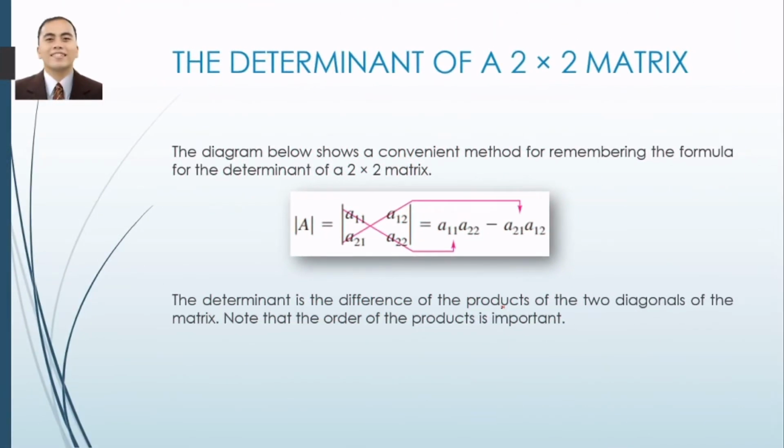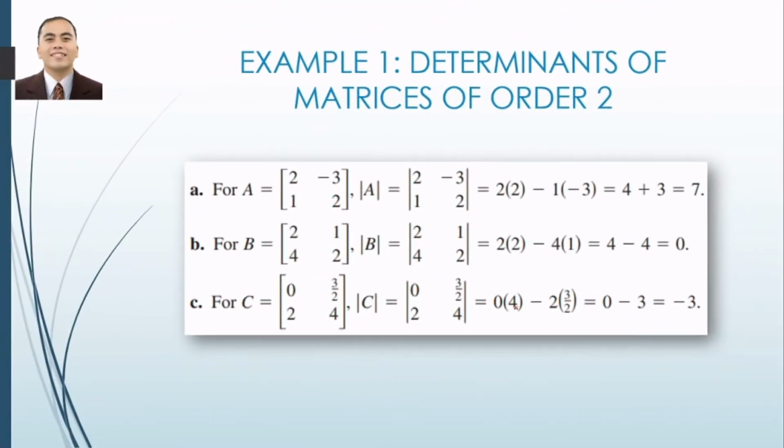The diagram below shows a convenient method for remembering the formula for the determinant of a 2 by 2 matrix. So again, we should always remember that the determinant is the difference of the products of the two diagonals of the matrix. We begin with the main diagonal, which is this one, so A sub 1 1 times A sub 2 2, then minus A sub 2 1 times A sub 1 2.